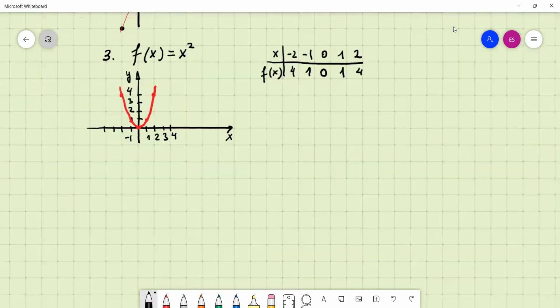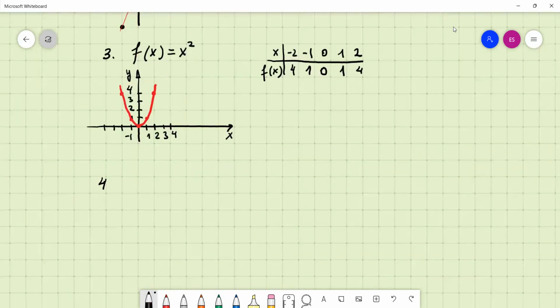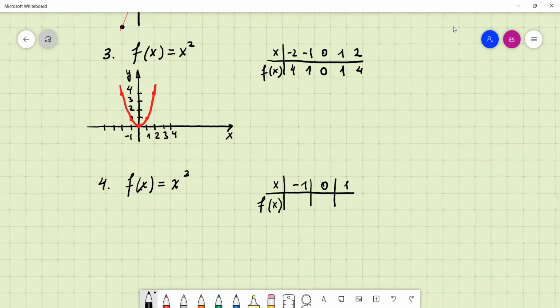Our next function is going to be x cubed, a little bit more complicated. Number 4, f of x equals x cubed. I'm going to do a similar table over here. So guys, I'm not going to do -2, okay? I'm going to do just -1, 0, and 1. Why I'm doing this, because if I cube 2, it's going to give me, maybe I should do this actually. It's not that bad. Let's do it.